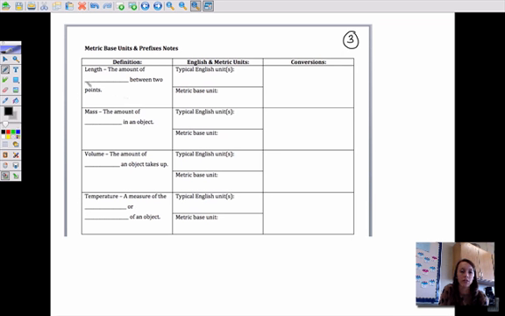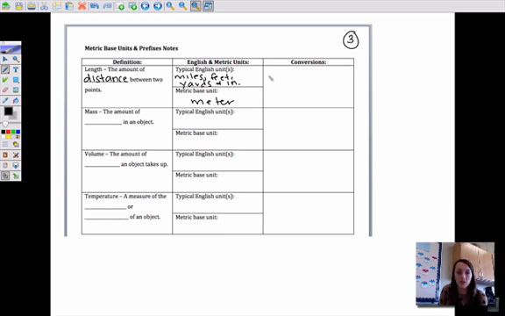And length, by definition, is the amount of distance between 2 points. Now, typical English units, and we use the English system here in the United States, are miles, feet, yards, and inches. But the metric base unit is the meter. So everything we do with length in the metric system, we're going to build off the word meter.